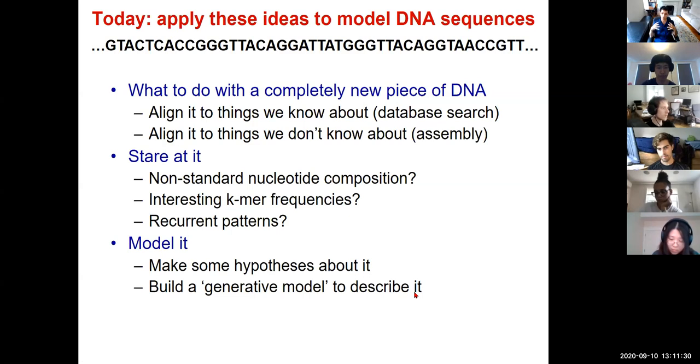So what does a generative model mean? That means that you have a process through which you can generate examples, you can sample more sequences of that type.